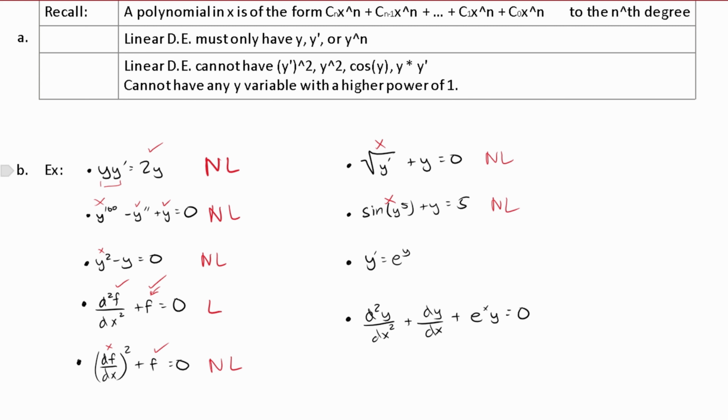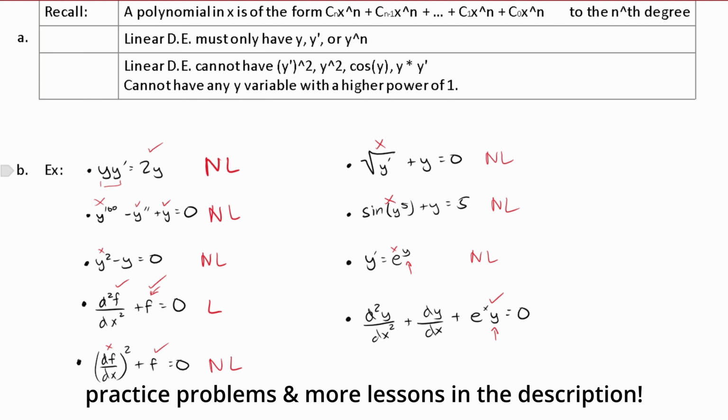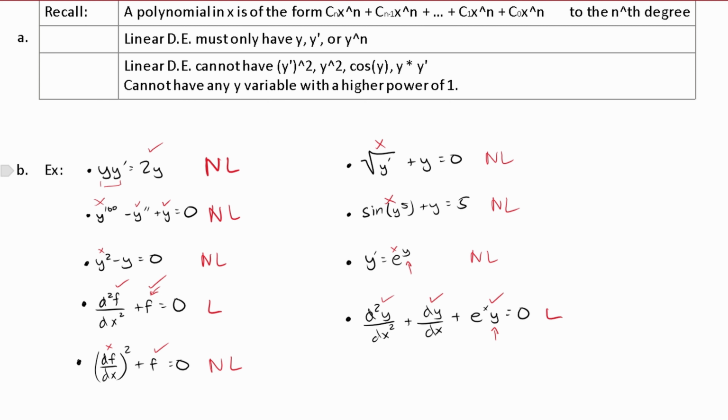Now, what about this next one? Well, this y is in an exponent, e raised to something. It's inside of something, so because of this, it is nonlinear as well. And this last one, what about this? Well, we have y as our dependent variable. Right here, it's just being multiplied, so this is okay. Right here, it's being derived, it's okay. And right here, it's being derived to the second power. That's also okay. So this one is linear.